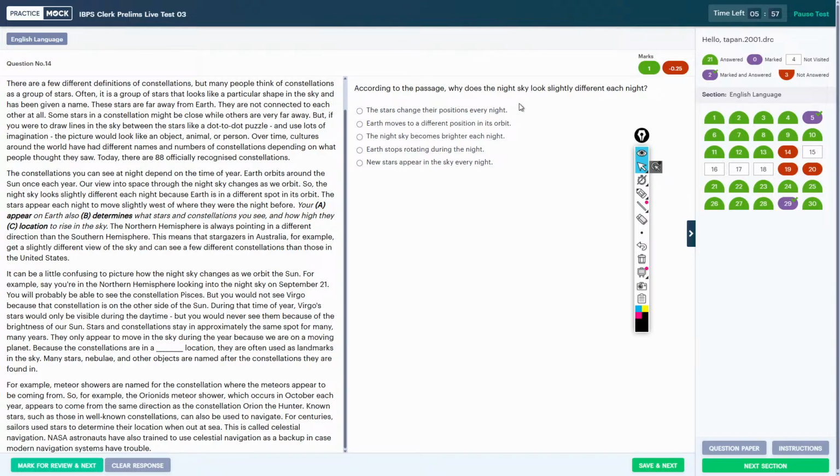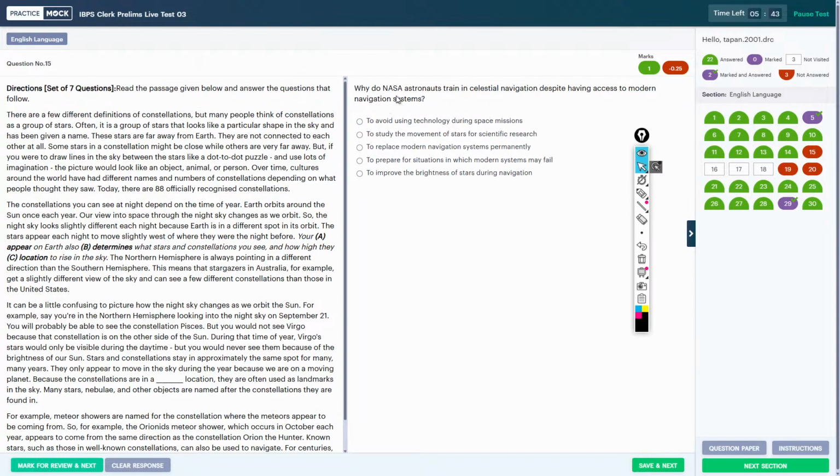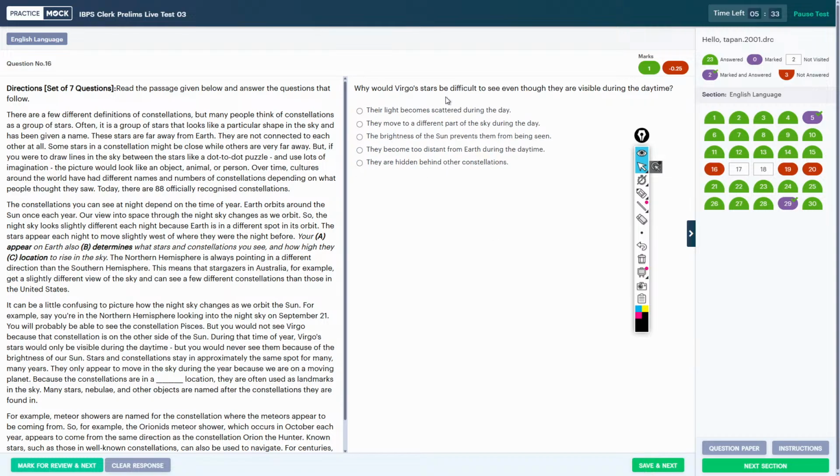According to the passage, why does the night sky look slightly different each night? The stars change their position, Earth moves to a different position, new stars. Okay, why does NASA astronauts train? To avoid technology, to avoid study, to prepare for situations in which modern systems may fail. Why would Virgo be difficult to see? Daytime. The brightness of the Sun prevents it from being seen.